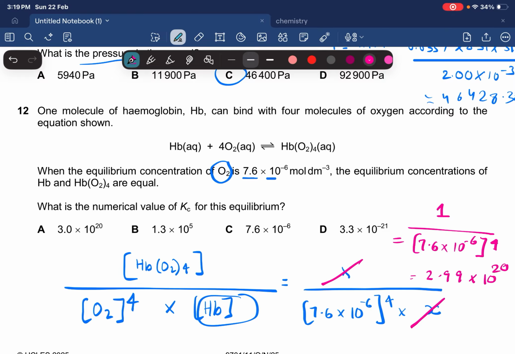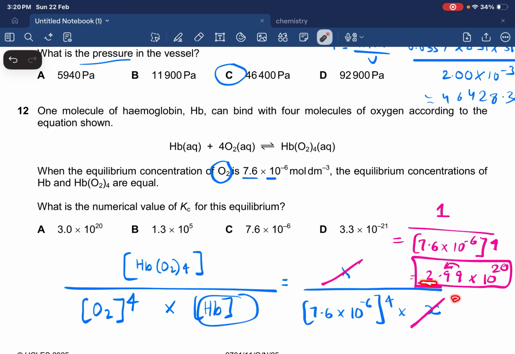If we round it off to 2 significant figures, this 9 is going to become a 0, and this is going to become a 3, so it becomes 3.00 × 10^20. So that's the answer. I hope you got it. It was a little tricky, but you just had to cancel it out.